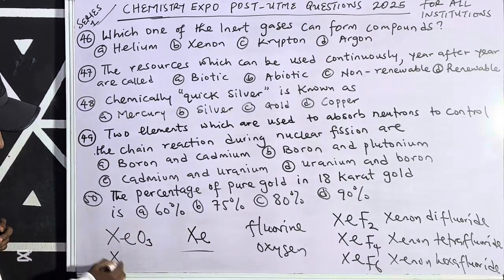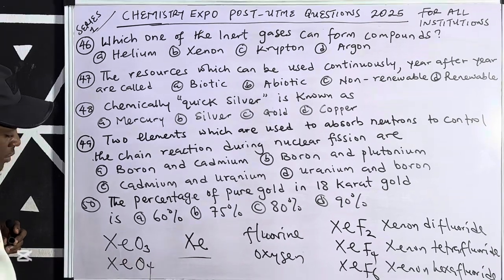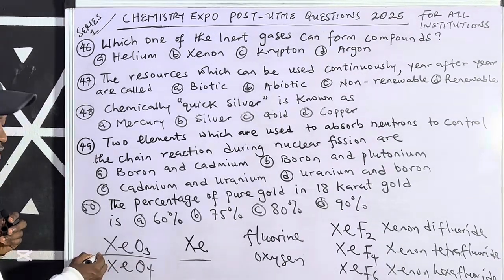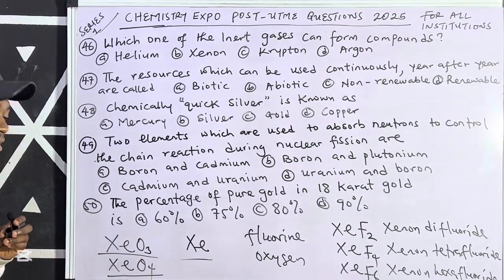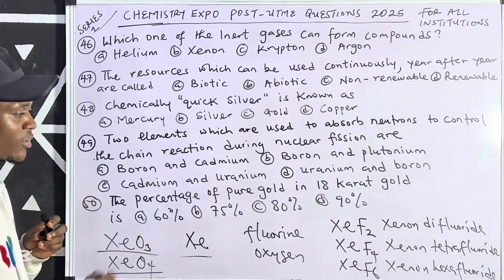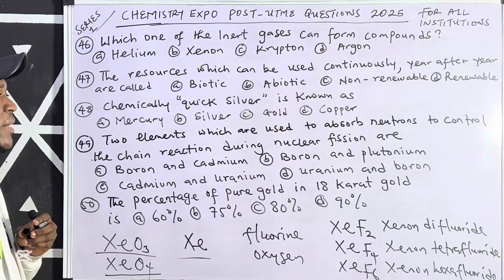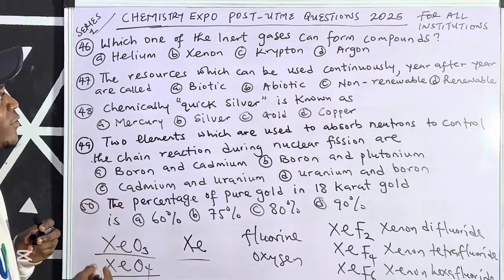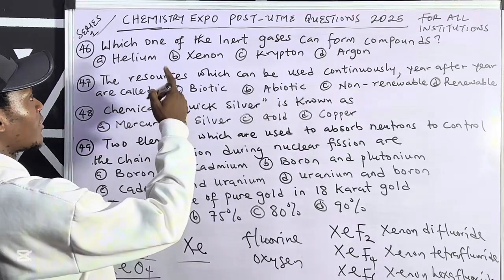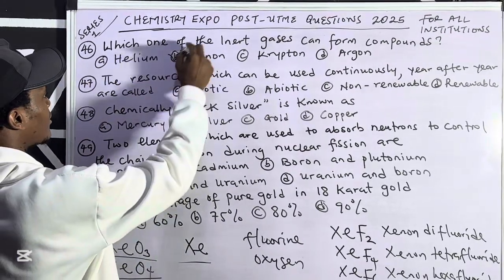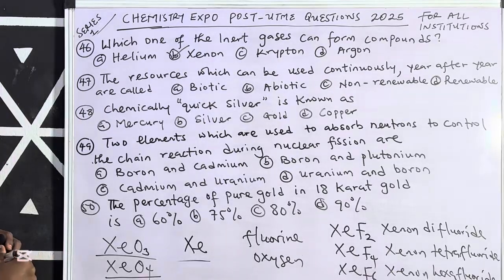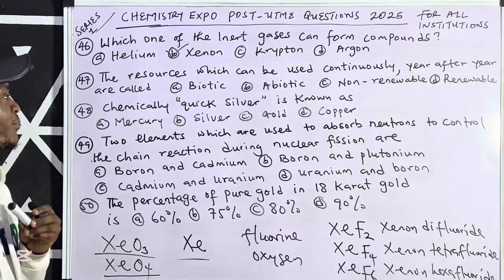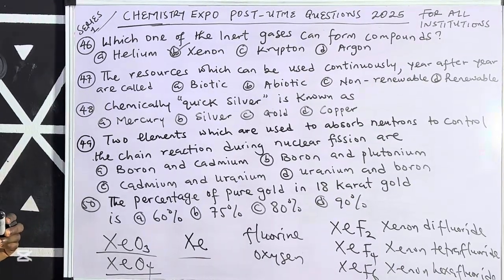XeO3 and XeO4. This is called xenon trioxide, while this is xenon tetraoxide. So all these compounds can be formed by xenon. So xenon is a noble gas or an inert gas that can form compounds. So the correct option is option B. Then the next question, question 47.